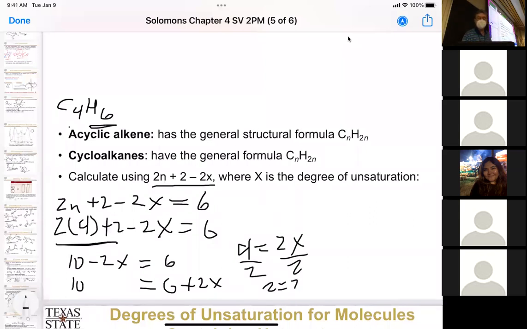Our x is equal to 2. Okay, so if x is equal to 2, that means we have 2 degrees of unsaturation. That means we have to have 2 double bonds, 2 rings, or a ring and a double bond. Okay, so what would that look like?